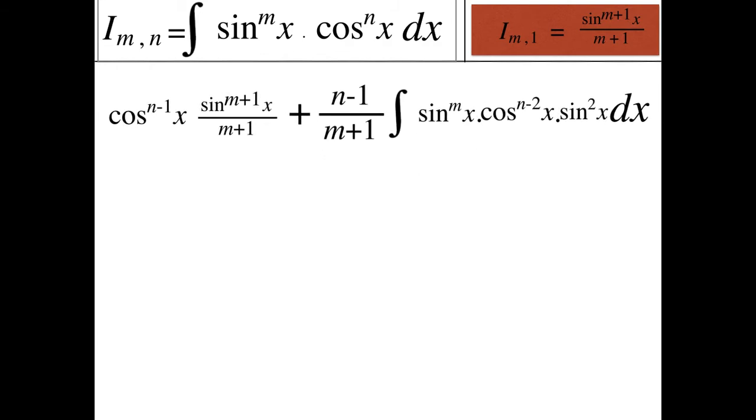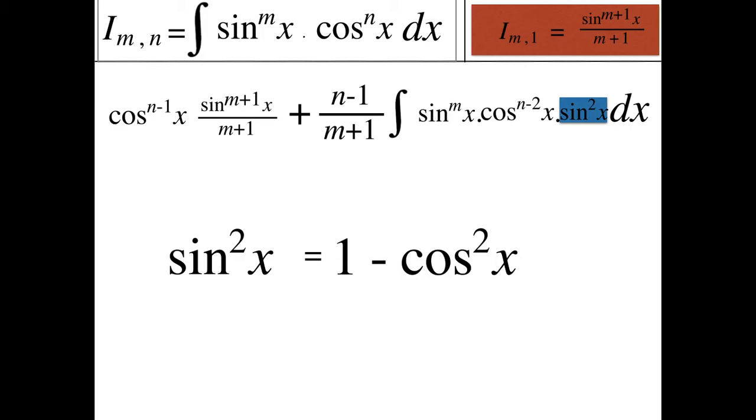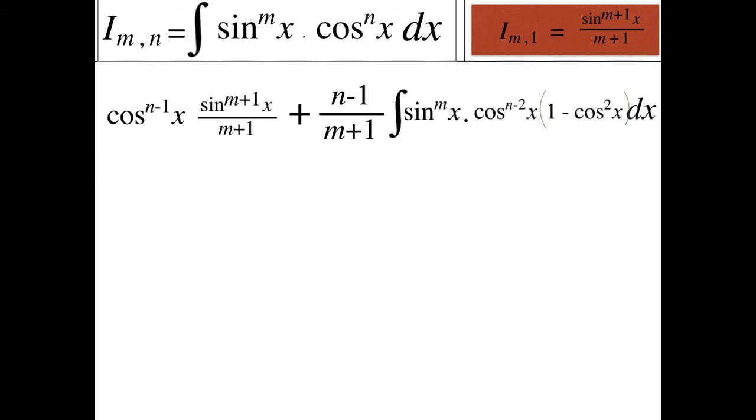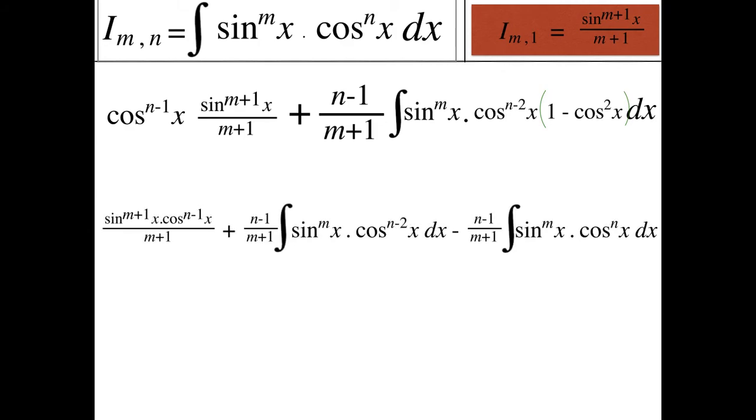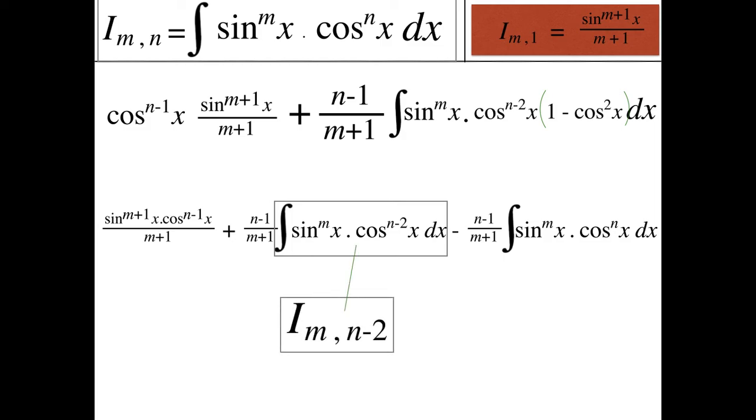Now, can we further simplify this? And the answer is yes. Look at the sin^2 x term, which can be simplified into 1 minus cos^2 x. After we replace that, we'll get this, and after some algebraic operations, we'll be left with this term. I hope you will get this term if you try it out yourself. Now look at this: the integral of sin^m x times cos^(n-2) x dx. Isn't this a similar notation? Can we write this in the notation of I? And the answer is yes, I with subscript m comma n minus 2.